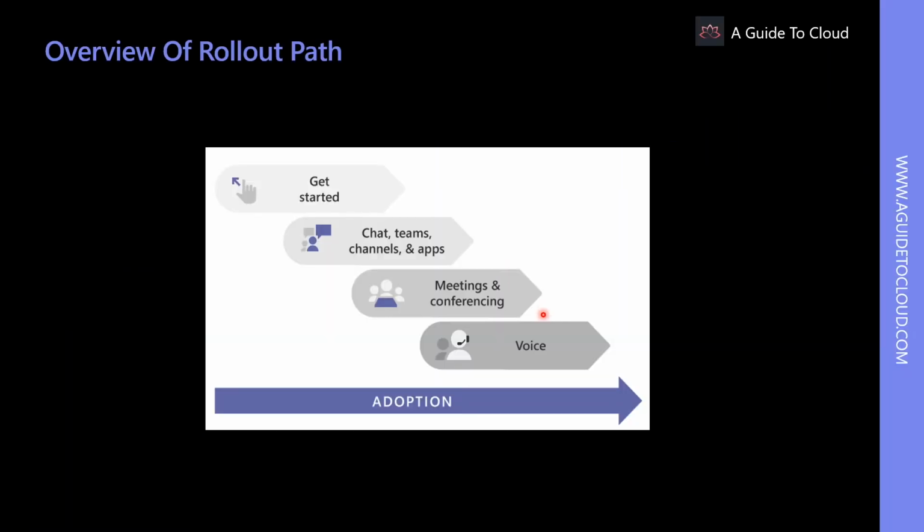Third process is meeting and conferencing. Although voice communication and conferencing is used by basically every employee in a company, most legacy solutions cannot be integrated into Teams. Therefore, implementing meeting and conferencing in Teams deployment is typically performed in the later process of rollout. Finally, voice. The last step in a rollout is a full voice integration of PSTN calling into Teams.